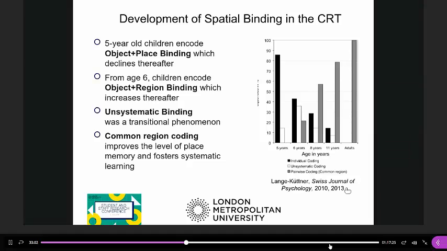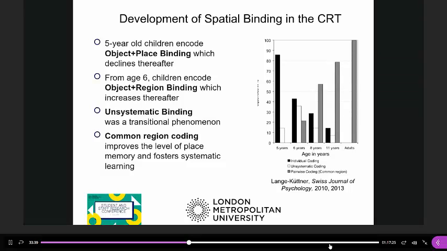Now, there are age trends. This is from a study where we had a sample which showed a very typical development. The 5-year-olds are drawing these individual places, and that's going down with age. These are the black bars. After 6 years, the common region coding starts, and this is going up and up and up until all adults are doing it.